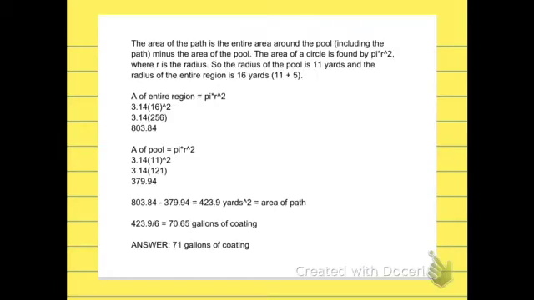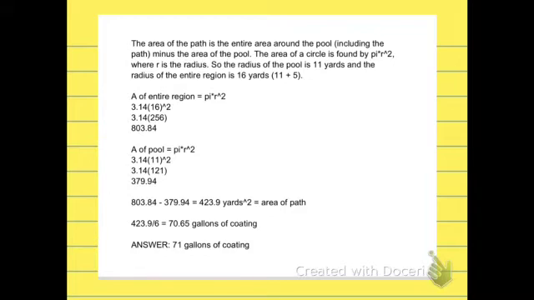Okay, so first, in order to solve it, you need the area of the path, which is the area of the entire region around the pool, including the path, minus the area of the pool. The area of a circle is found by pi times r squared, where r is the radius. So the radius of the pool is 11 yards, and the radius of the entire region is 16 yards. You find that out by 11 plus 5.